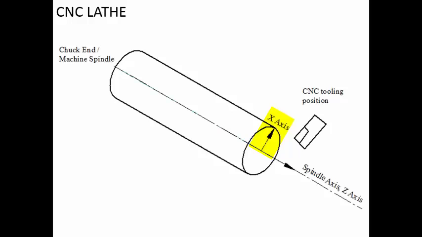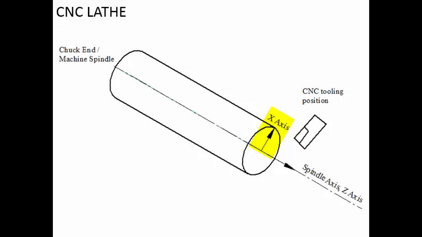Then what about the x-axis? The x-axis is very important to understand in the CNC lathe. The x-axis is along the radial direction. So at 0 diameter, the x coordinate also will be 0. But whatever x coordinate we specify, that is the diameter at that particular point.